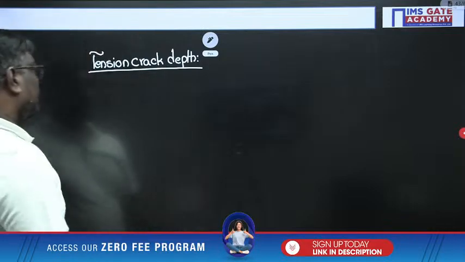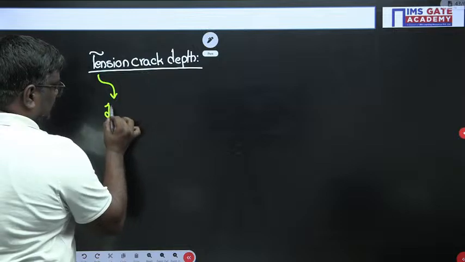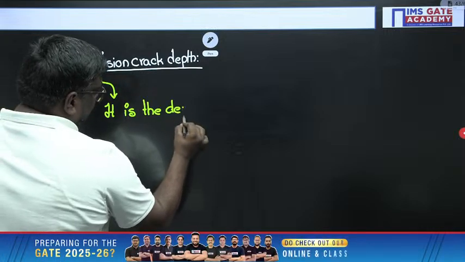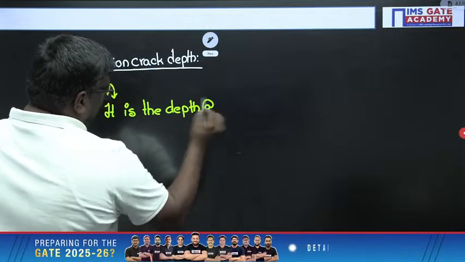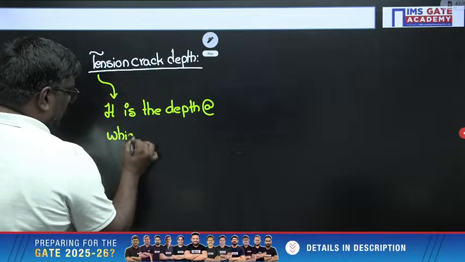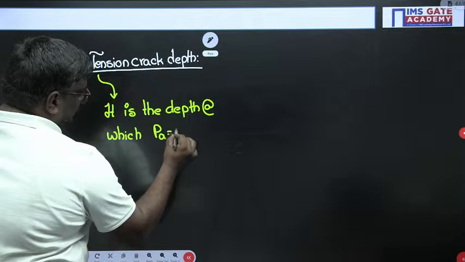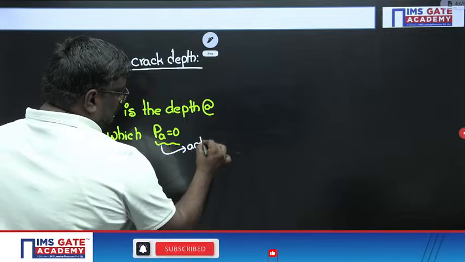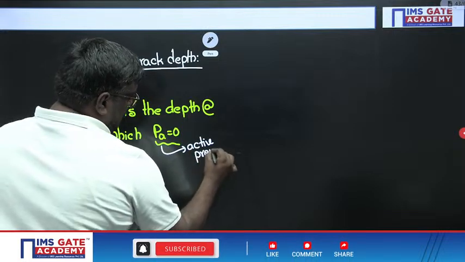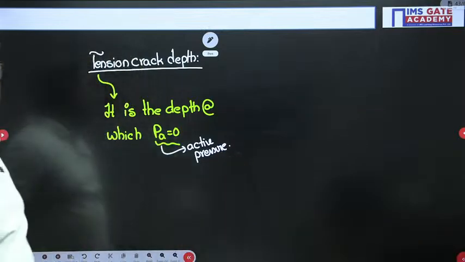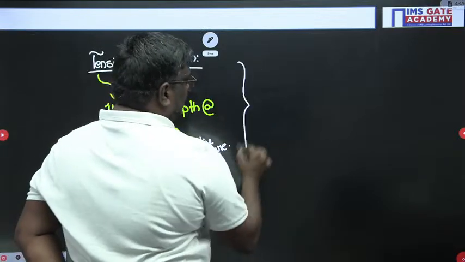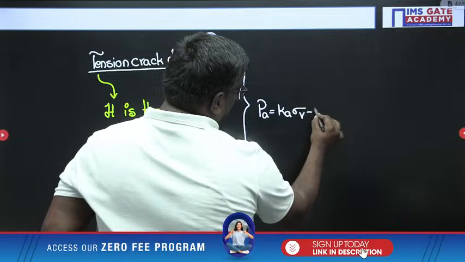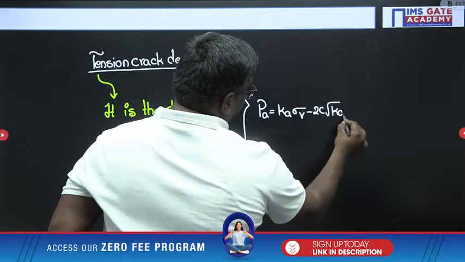Tension crack depth is the depth at which active pressure is 0. See here, what is active pressure? Here you can write Pa is equal to Ka into sigma v minus 2c root Ka.